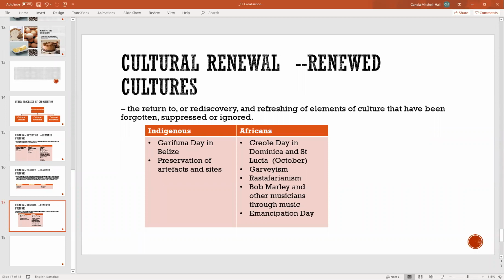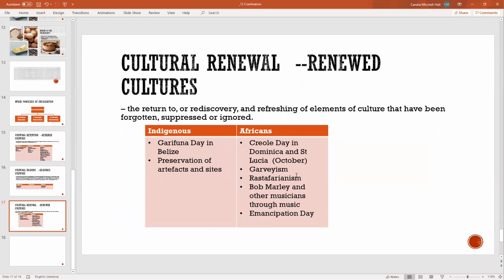Same thing with the Indians. There's this renewal when it comes to people in the Indo-Caribbean. When it comes to India, they try to rediscover the different aspects of their Indian culture that have been erased while they are living in the Caribbean.